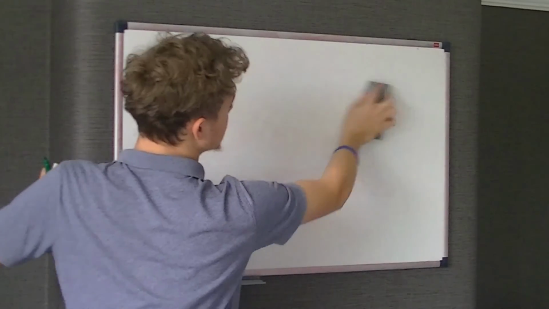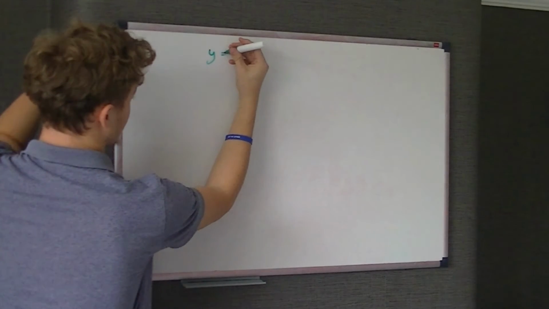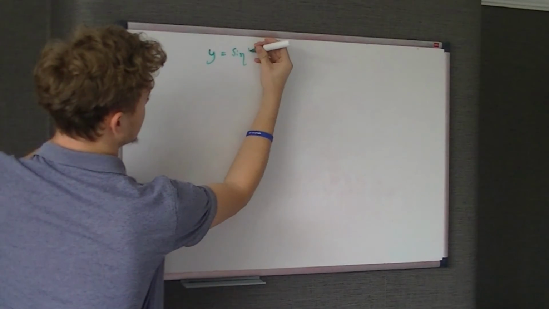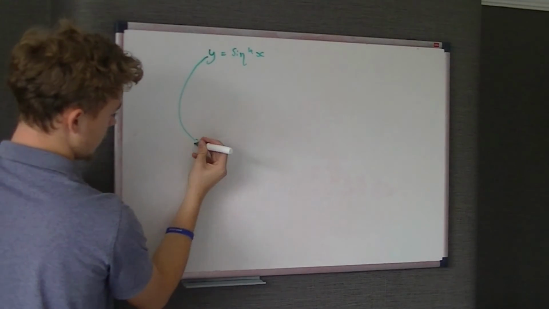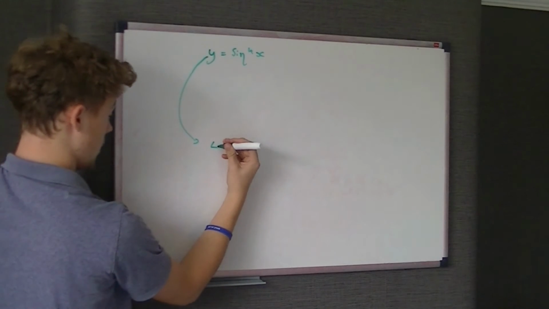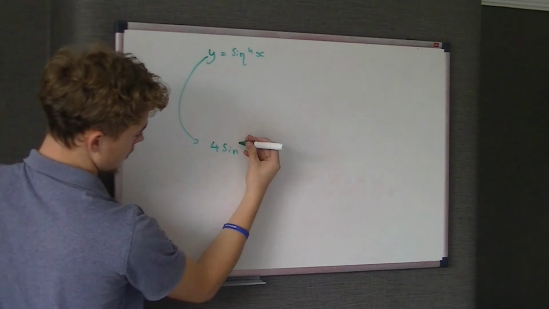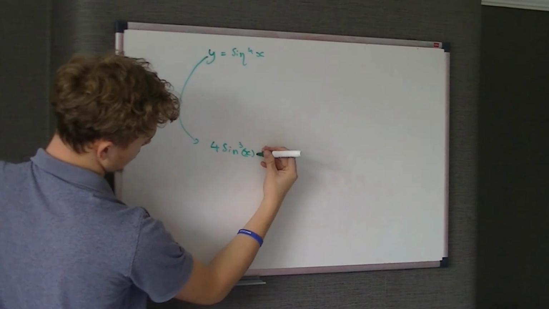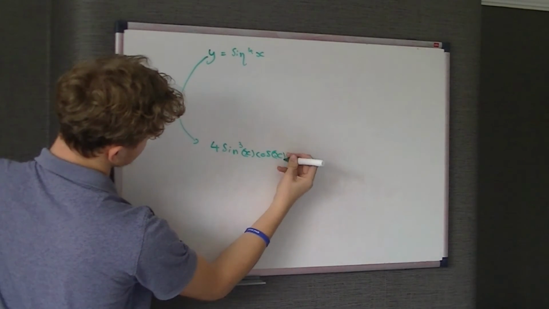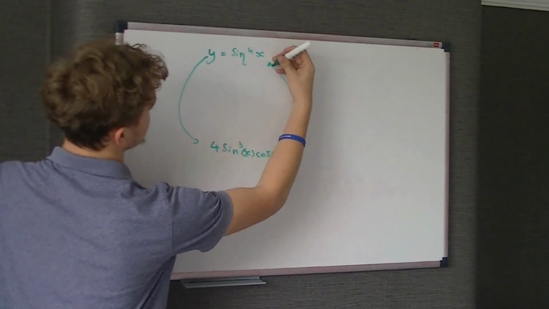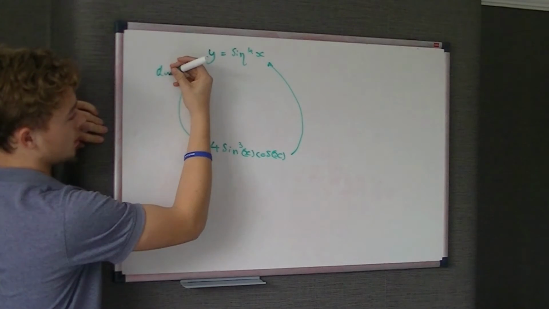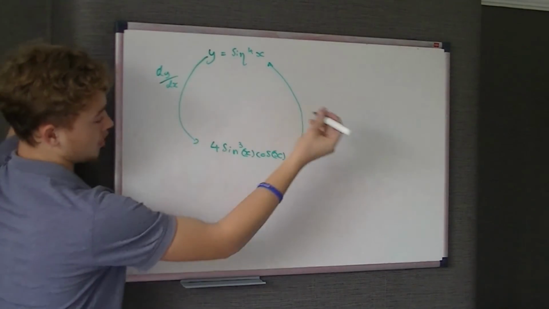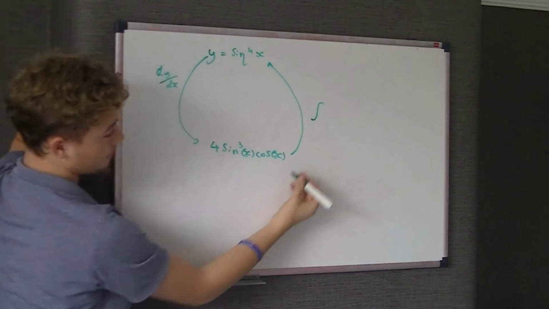I sort of said it was the opposite, okay? So at the top we've got our original function that we may not be given, sine to the 4x. And then we've got the answer of 4 sine cubed x cos x, and we go backwards and forwards to this answer. If we wanted to go to this answer from sine to the 4x, we'd differentiate it, dy by dx. And if we wanted to go back up, we'd integrate it.